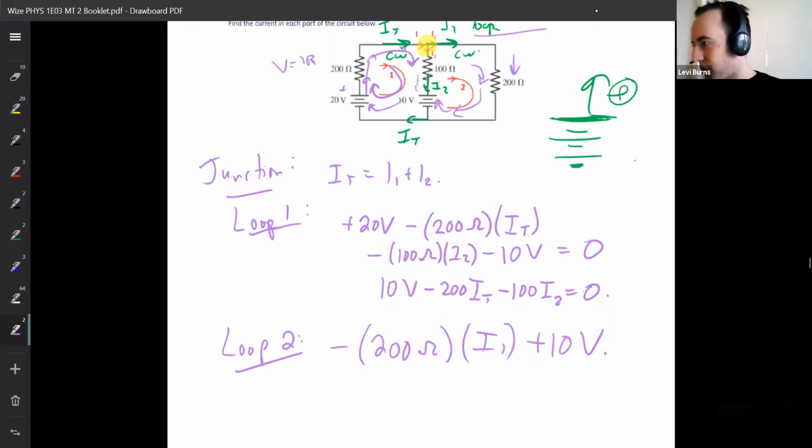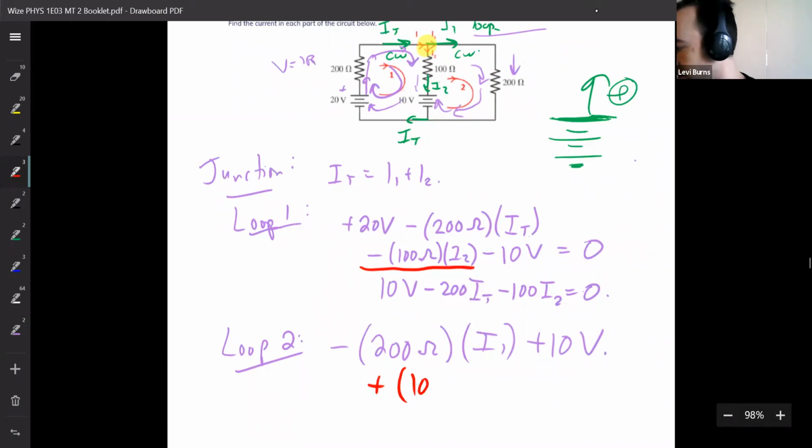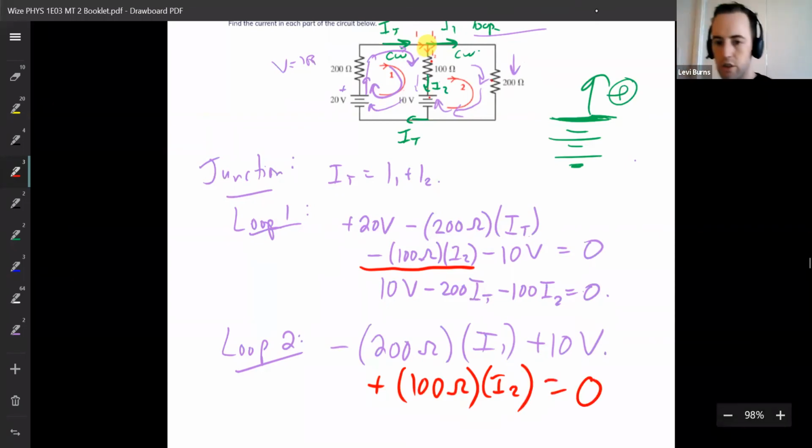Now we're going through the 100 ohm resistor. So we've guessed that the current is supposed to go down here, but our loop is going up through this part of the circuit. In the earlier part of the question, for this resistor, we had minus 100 ohms I2. But because our loop is going the opposite direction right now, we're actually going to do plus 100 ohms I2. There's only 3 elements in this circuit, 1, 2, 3. So this is going to be the end of this equation.